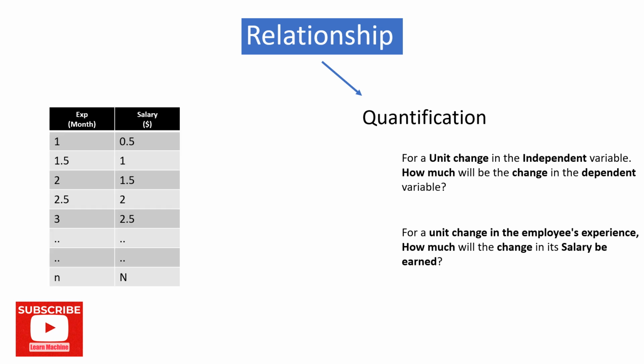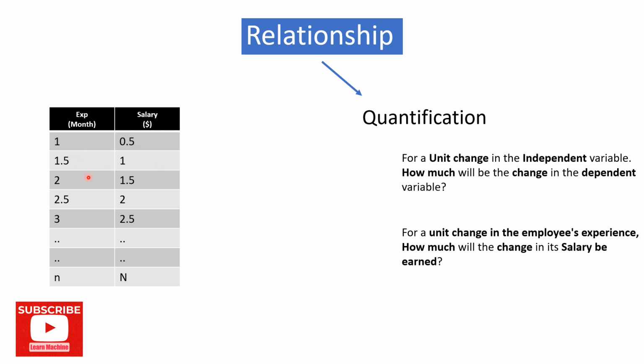Now, suppose I have tabular data. I collected the historical trends between experience and salary and generated a table. So if we have 1 month of experience, the salary is $0.5. If we have 1.5 months of experience, the salary is $1.